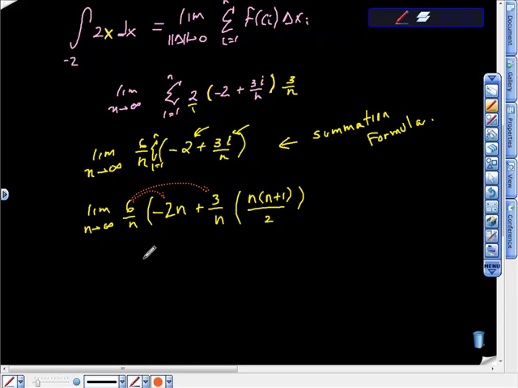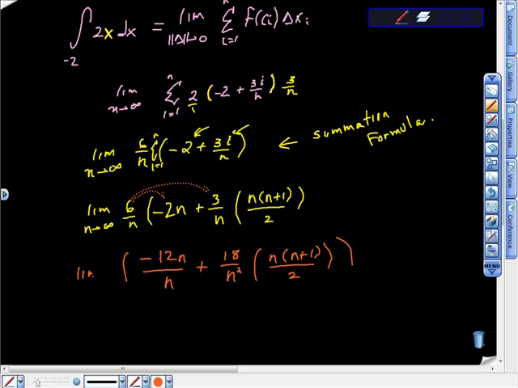We're going to get negative 12n over n, right? Plus 18 over n squared, aren't we? Times n squared plus n. Oh, no, I'm not going to do that. See that? N times n plus 1 over 2.